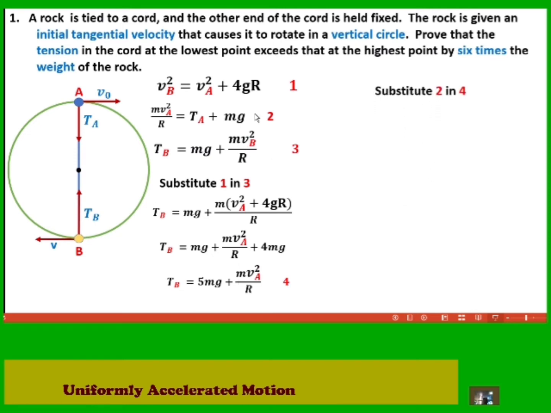Substitute equation 2 in equation 4. So this term is replaced with this expression, T sub A plus mg. Then combine similar terms. 5mg and mg are similar, so that becomes 6mg. Transfer T sub A to the left side of the equation. This equation means that T sub B exceeds T sub A by 6 times the weight of the rock.